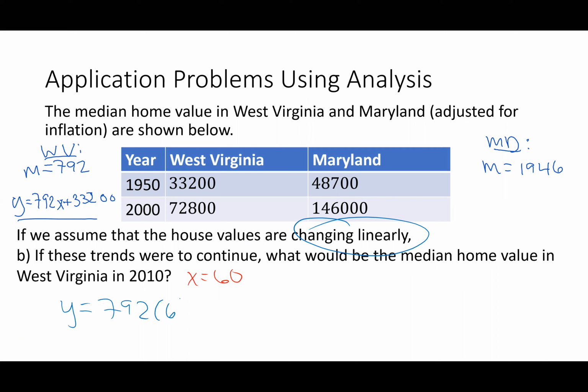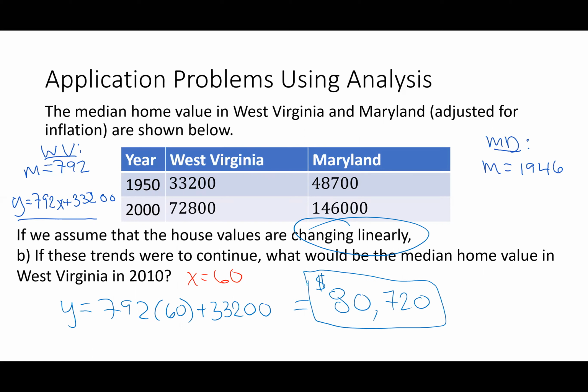So let's assume that's the case. Again, be careful. We're not plugging 2010 in. If we plug 2010 in, we're saying that's 2010 years beyond 1950. That's certainly not the year 2010. All right, so now we're just going to go ahead and do the number crunching. I don't know if you can hear me actually typing this into my phone in the background. And we get $80,720. That would be the median cost of a home in West Virginia in 2010.